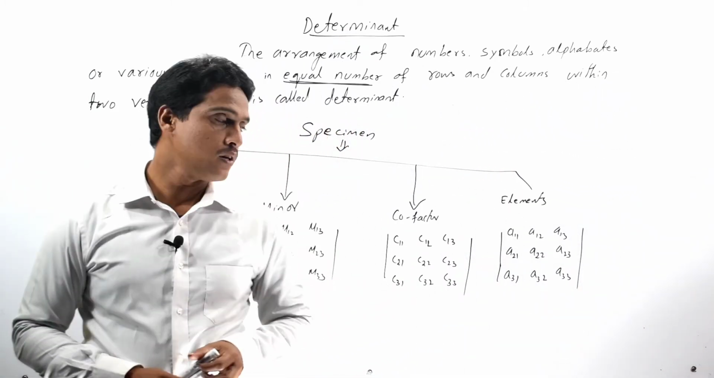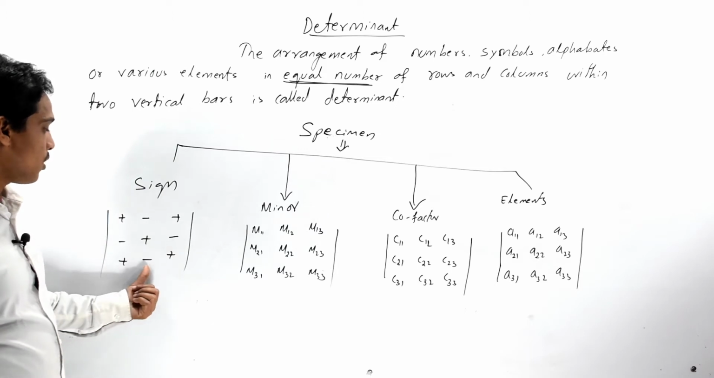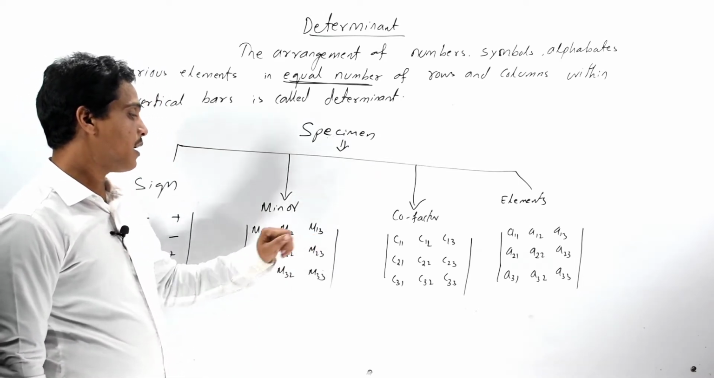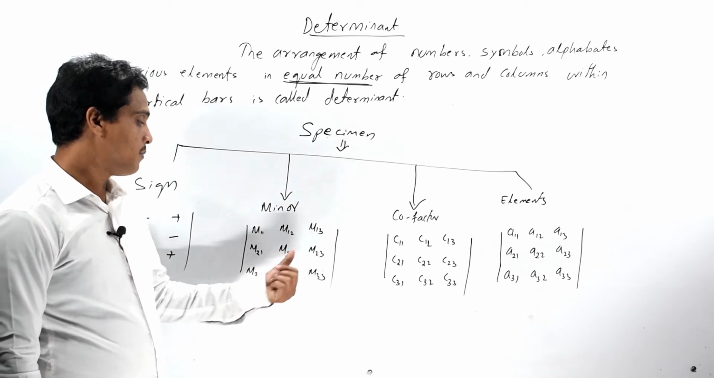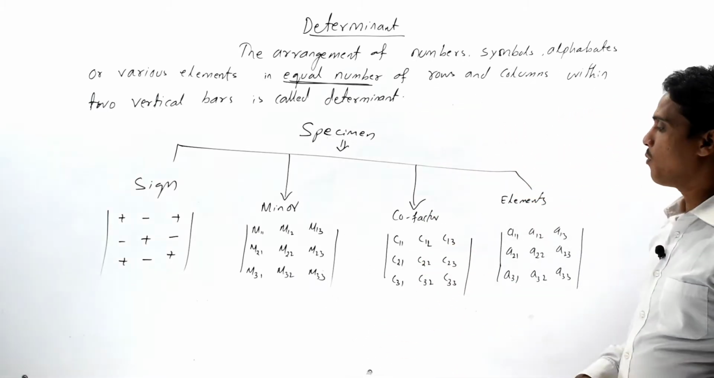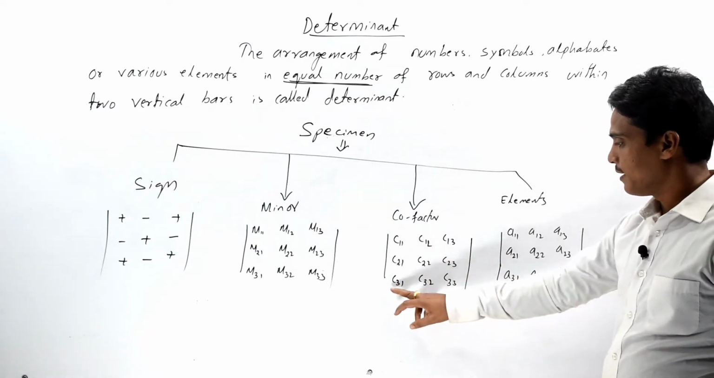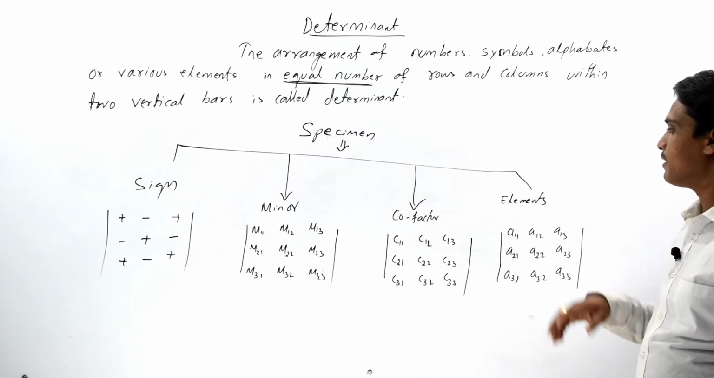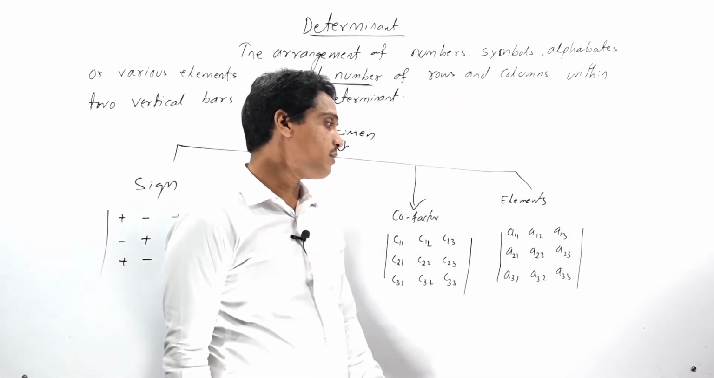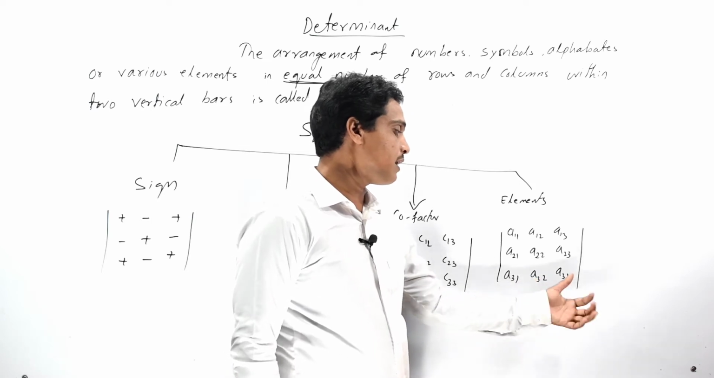So the specimen of sign is plus minus plus, minus plus minus, plus minus plus, and the specimen of the minor is M11, M12, M13, M21, M22, M23, M31, M32, M33, and the specimen of the cofactor is C11, C12, C13, C21, C22, C23, C31, C32, C33, and the elements of the determinant are A11, A12, A13, A21, A22, A23, A31, A32, A33.